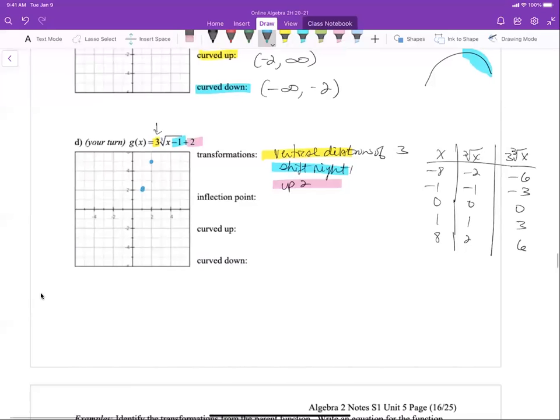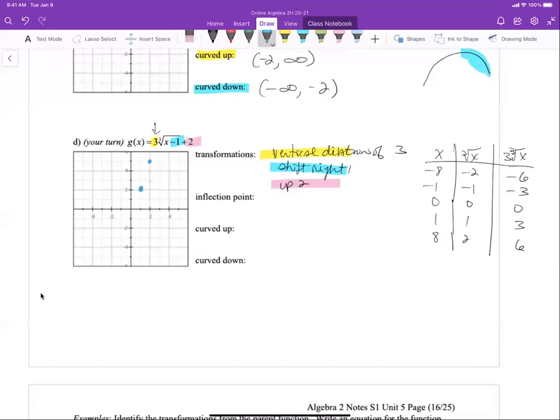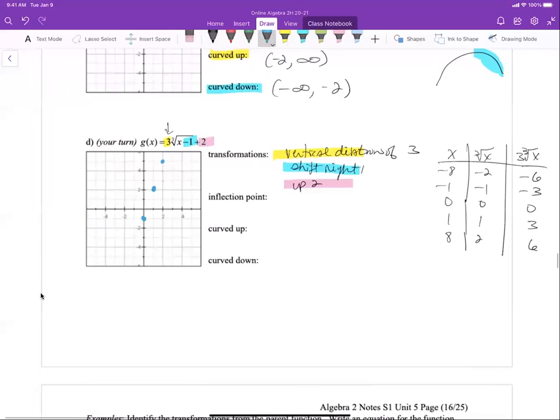Normally I would have gone to the left 1, down 1, but now I'm going to go to the left 1, down 3. Now I think I can get pretty close on the left 8. 1, 2, 3, 4, 5, 6, 7, 8. 8 puts me off approximately there.